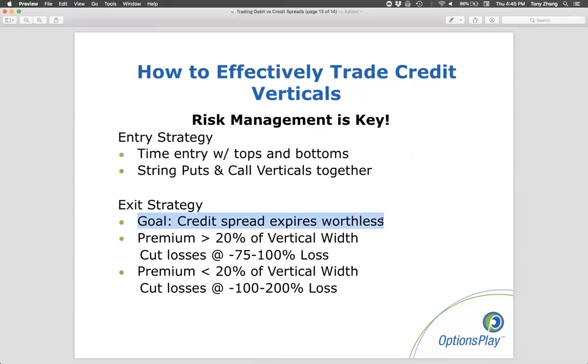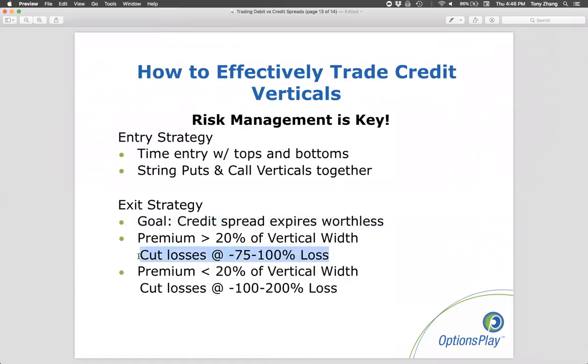So the rule of thumb as to when to cut your losses on a credit spread is a little different, because it depends on how much premium you received with respect to the vertical width. Vertical width, again, is the distance between the two strikes, between the strike that you bought and the strike that you sold, and the premium that you receive with respect to that. If you're receiving more than 20% of the vertical width in that credit, then you want to cut your losses when you've reached about 75 to 100% loss on the trade.